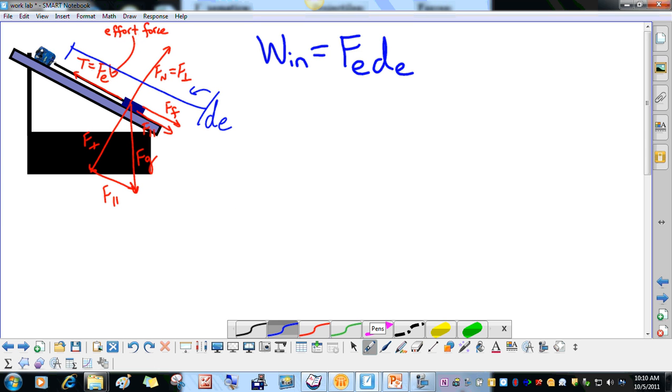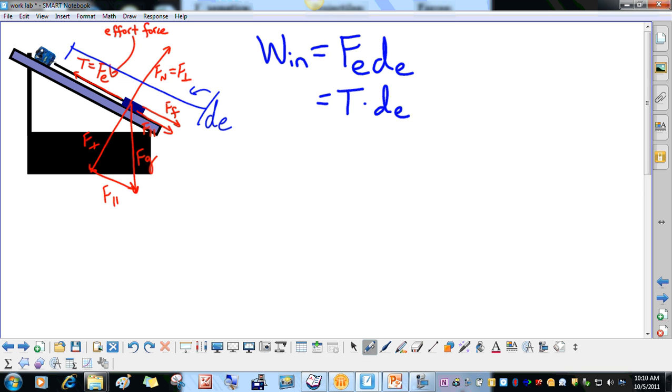So let's look at the equation for work in. What is our effort force? Just F_e, which happens to be the tension. So work in is tension times the displacement, how far it traveled. We can treat it as starting from 0 and ending at whatever, 1.1 meters, 1.1 minus 0.